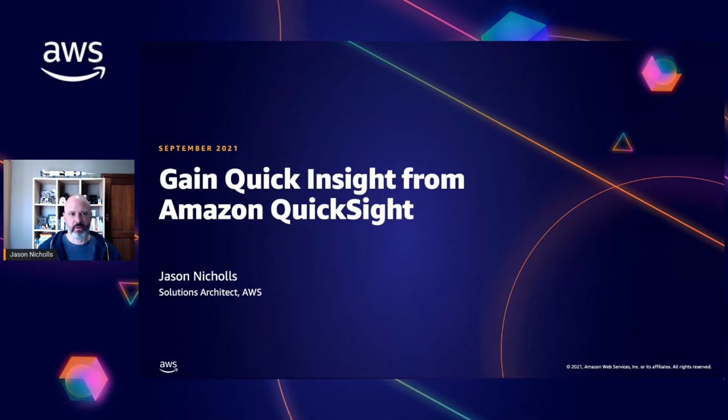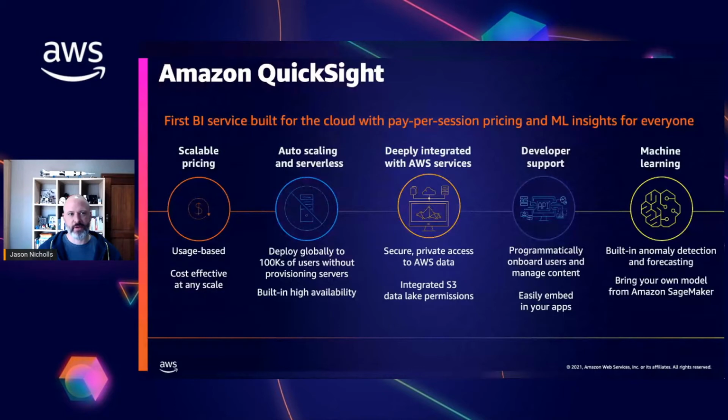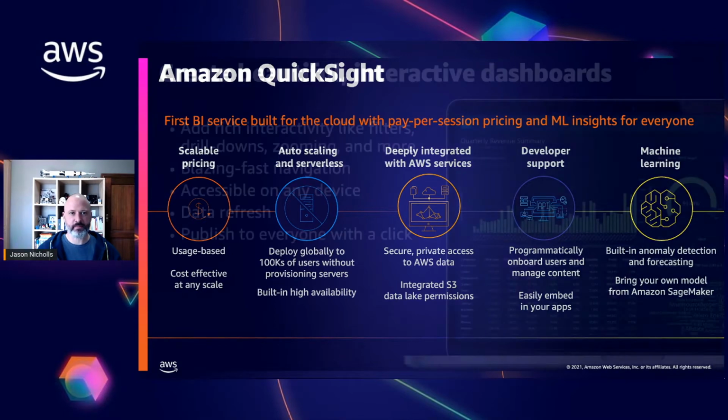So what is Amazon Quicksight? Amazon Quicksight is our first business intelligence service built for the cloud with pay-per-session pricing, and it allows you to gain insights into your data using machine learning. It's scalable, so you can start with 10 users and scale right up to thousands and scale back down if needed. It's deeply integrated with AWS services, so you get that fine-grained access control that we expect from IAM. With end-to-end encryption, it also provides developer support through APIs, and you can integrate with SageMaker as well.